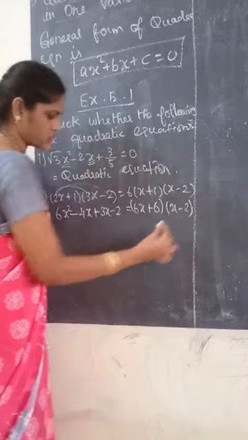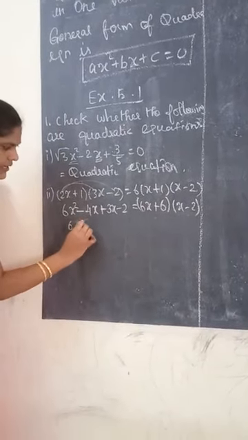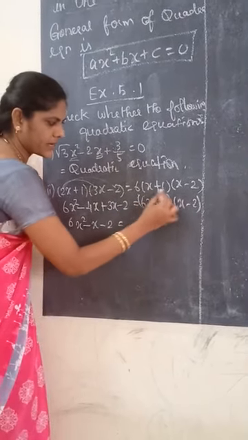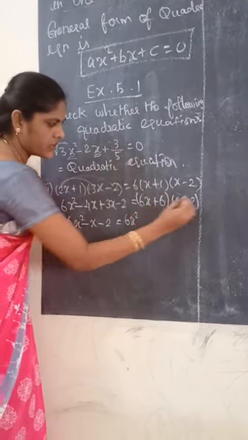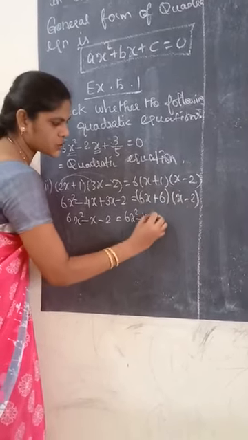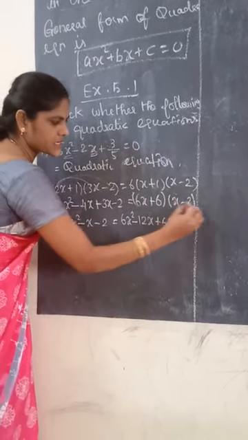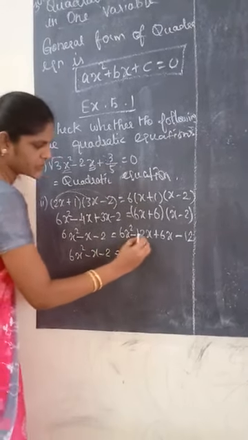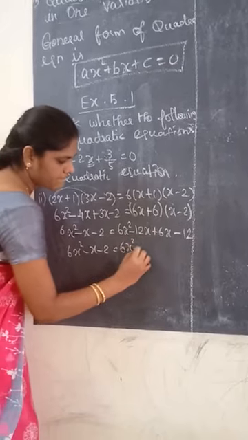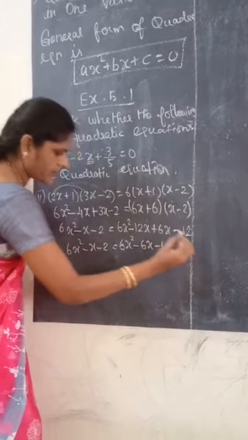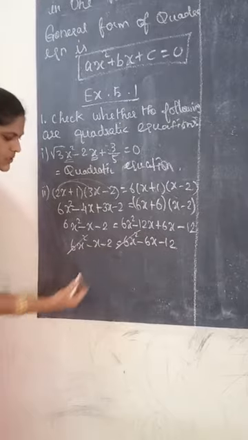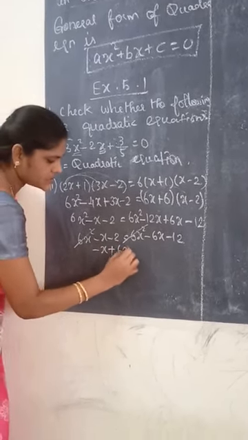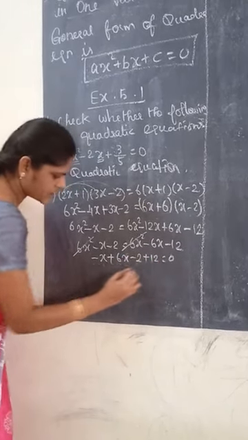Into x minus 2. Next, 6x square minus x minus 2 equal to, here we need to multiply again. 6x into x is 6x square, plus into minus is minus, 6 2s are 12x, plus 6x, minus 6 2s are 12. 6x square minus x minus 2 equal to 6x square minus 6x minus 12. Next, 6x square cancels out. Next, minus x, bring this here, plus 6x minus 2 plus 12 equal to 0.